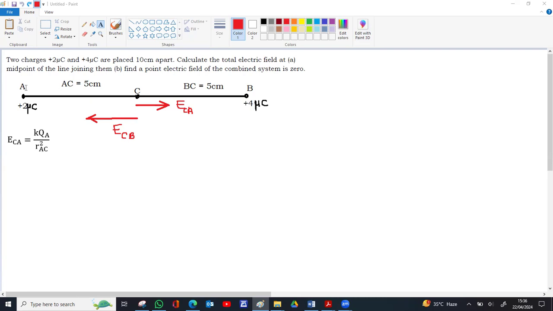At C, A produces electric field intensity that will be K Q of A by R between AC square. Same way, C has another field due to B. That will be K Q of B by square of R between B and C. Now, since electric field is a vector quantity, whether the magnitudes are to be added or subtracted, or we have to use the parallelogram law of vector addition, depends on the directions of A and B.